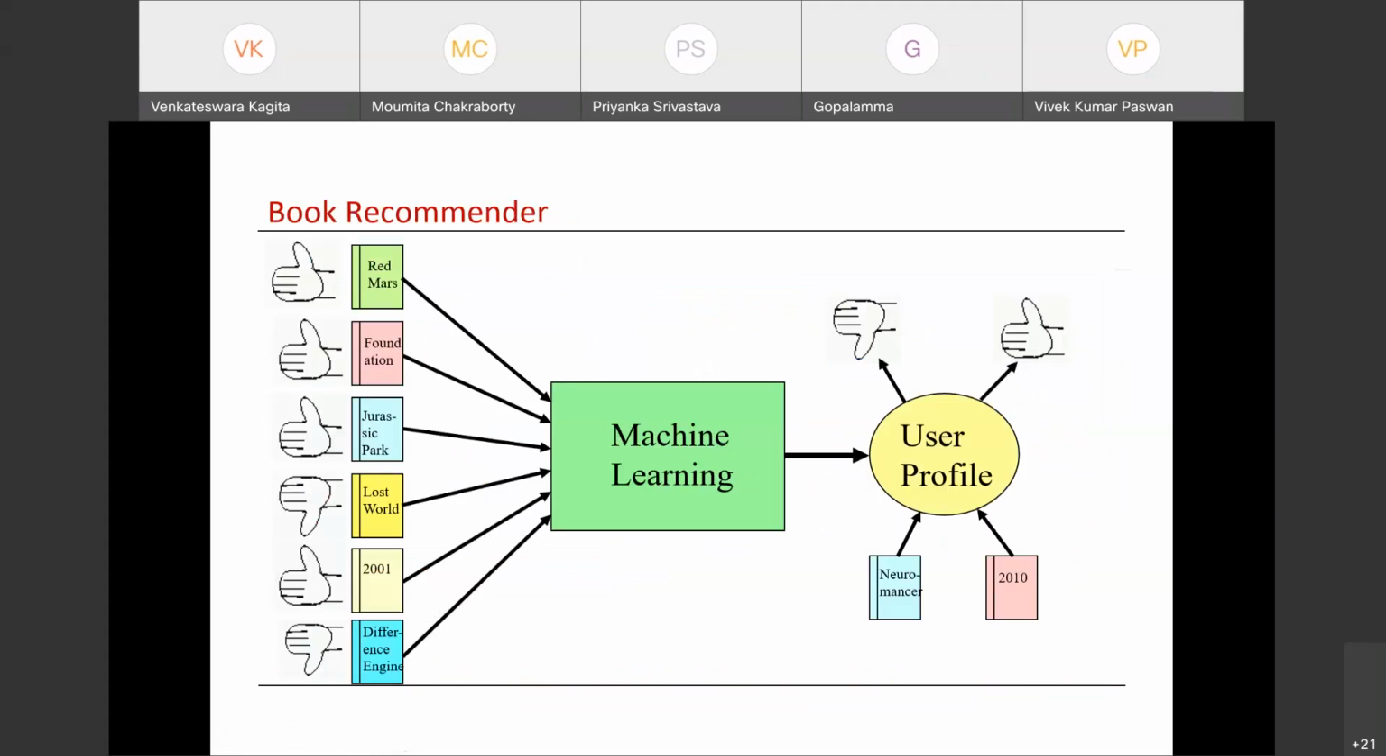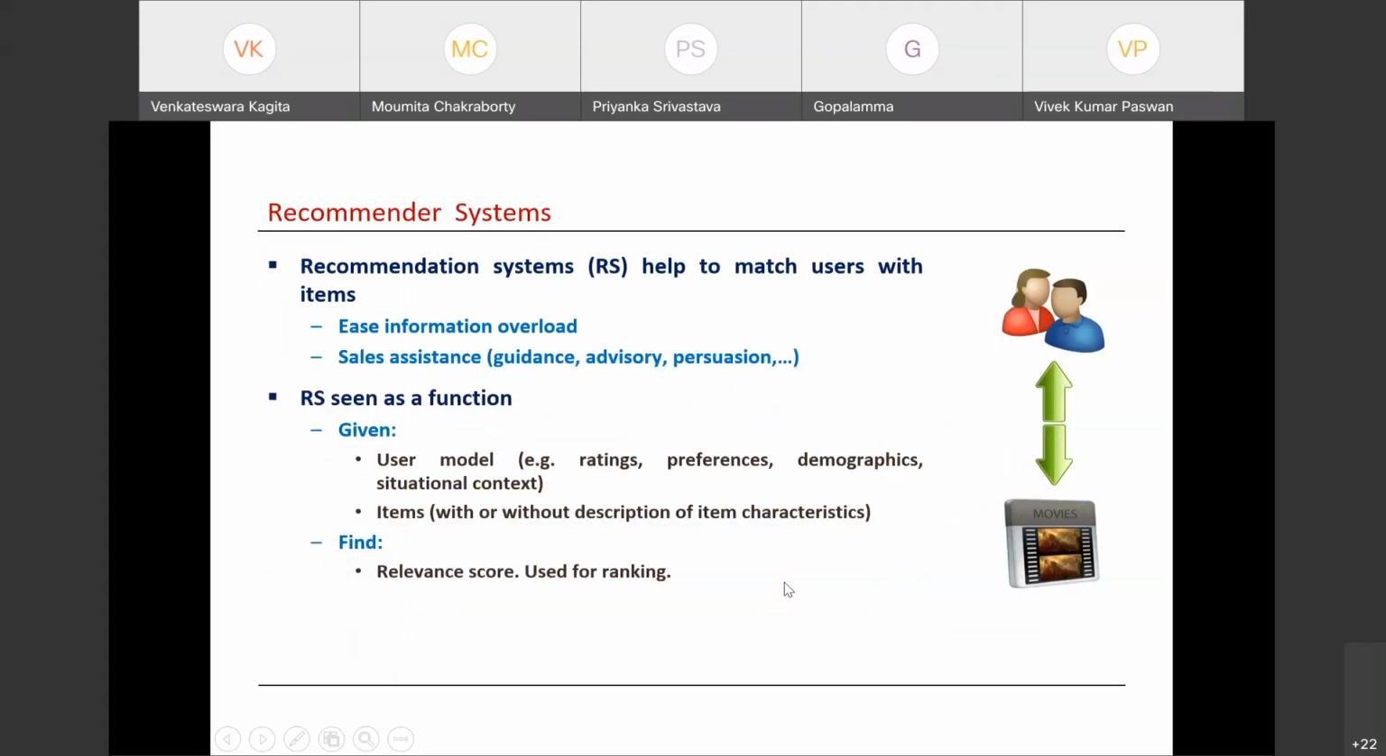So book recommendation, if you see, how do you do that? You have some collection of books and your preferences about those books, whether you like them or dislike them. Thumb up means like, thumb down means dislike. Okay, and these are the books. So this information is given to a machine learning algorithm or recommender algorithm: the books and the corresponding preferences. So given a new book, you should be able to determine whether the user would like it or not. Right, so this is a simple recommender system.